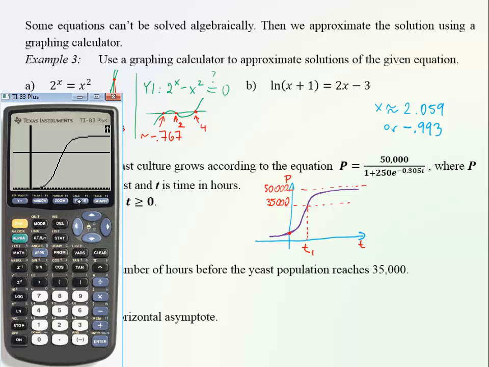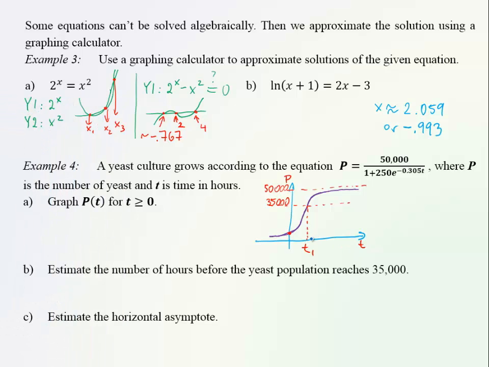So second calc, intersect, which is number 5, first curve, second curve, guess, and we have the intersection at 20.9 when we round it. And we found that that number is approximately 20.9 hours. So nearly 21 hours have to pass in order for the population to reach the 35,000 count. And t is about 20.9 hours.